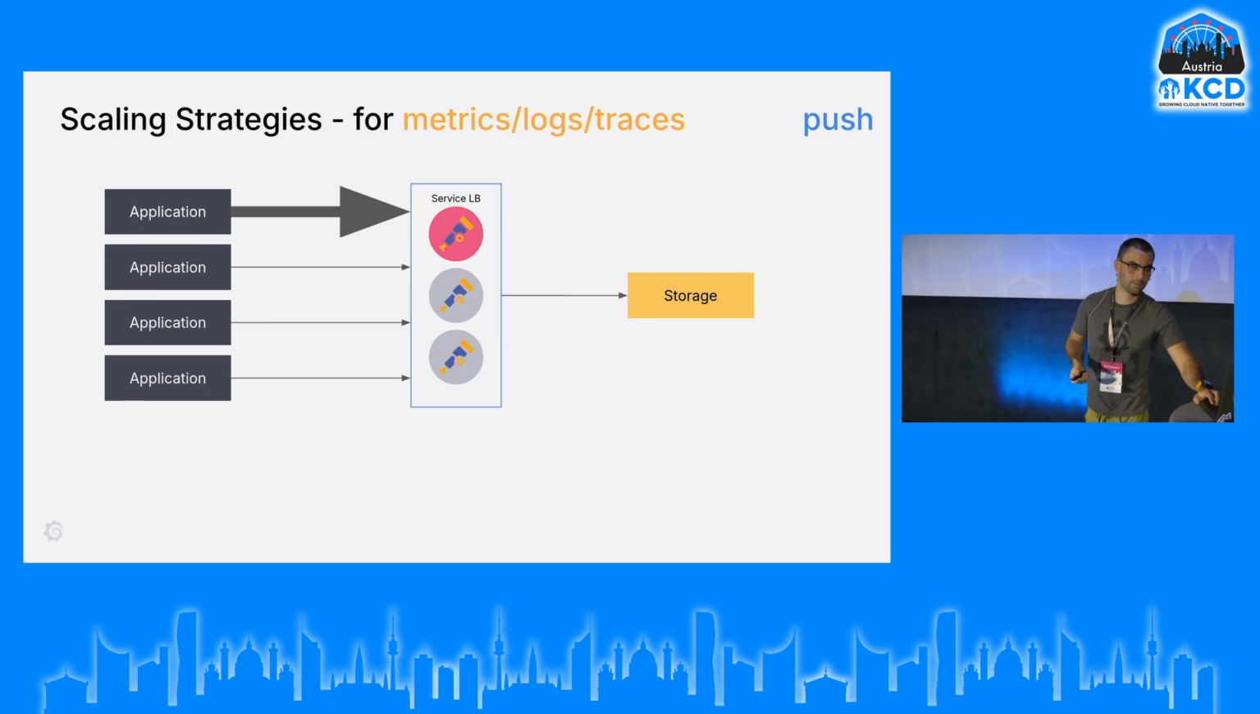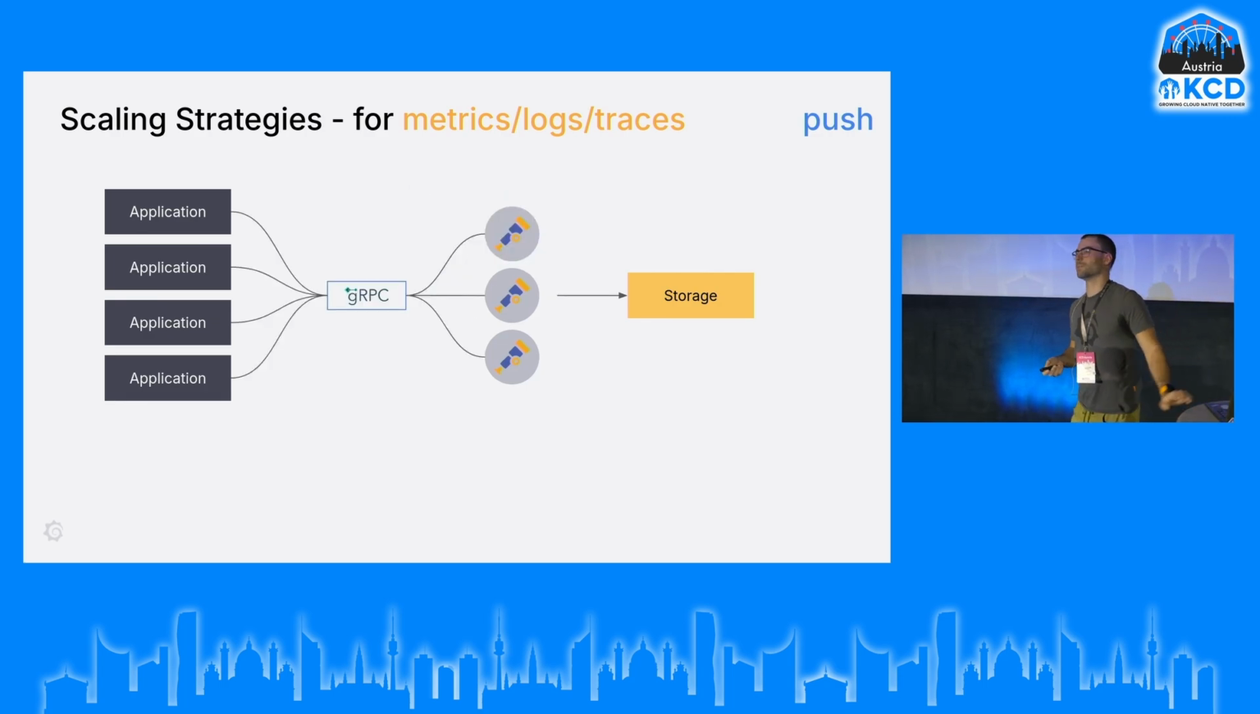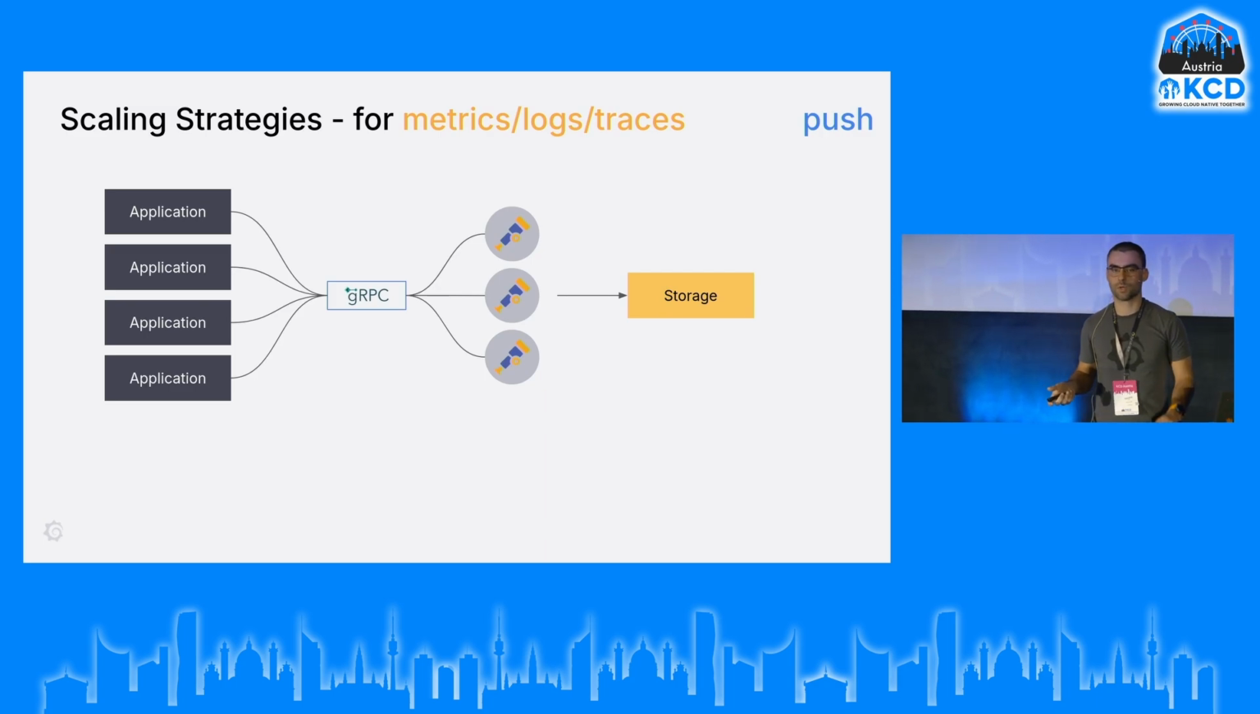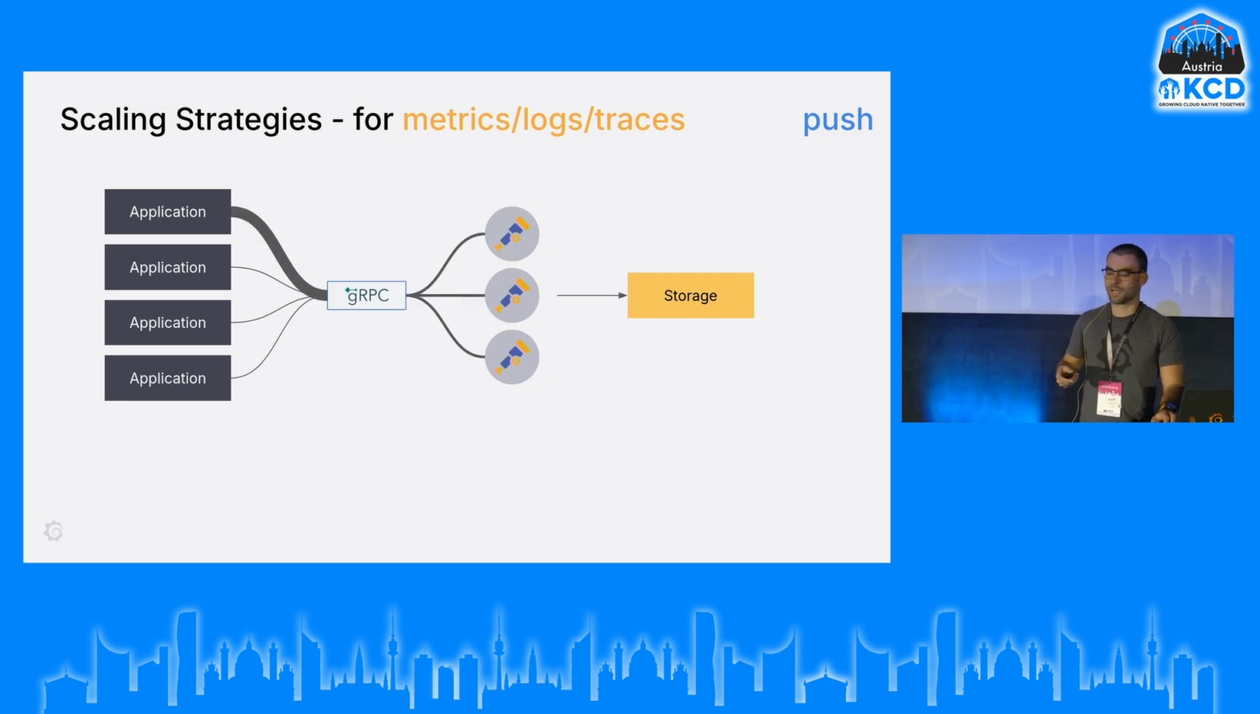What's the way around that? Use a gRPC-based load balancer. So the OTLP protocol works over gRPC, and if you have a gRPC-aware load balancer, requests are split on the request level. And if one application decides to send a lot of data, this gets split on a request basis and evenly distributed to the scale-up collectors.